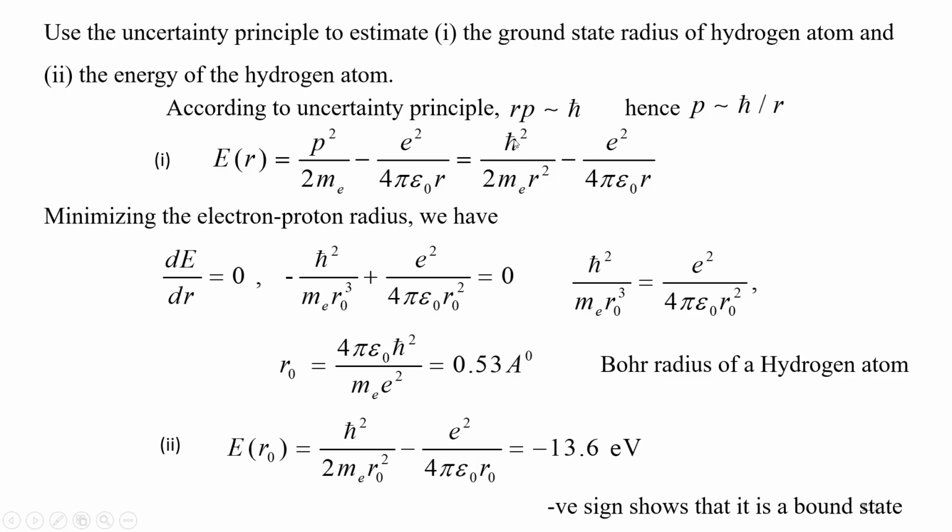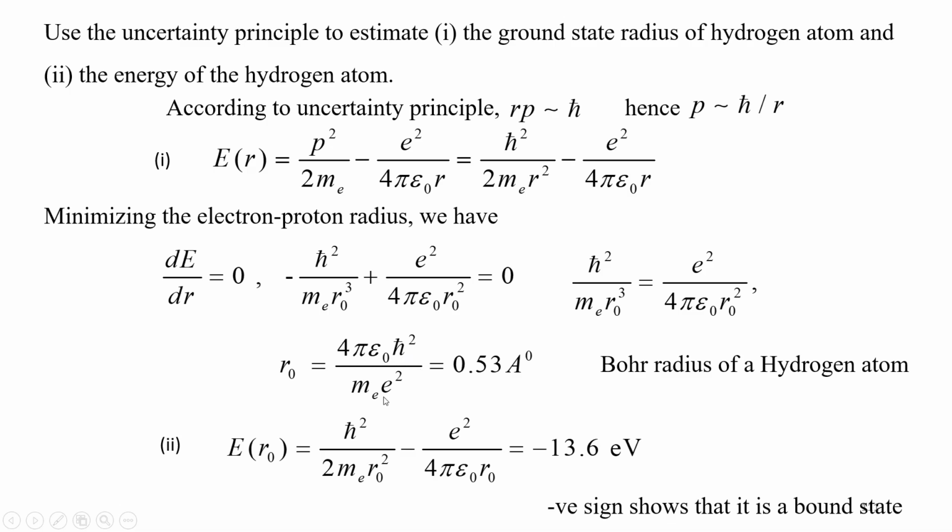Differentiating this, the r squared goes to the numerator, and we have minus 2r to the power 3. That gives minus ħ squared divided by m r₀ cubed, where r now becomes r₀. And 1 by r will give minus 1 by r squared, so this becomes plus e squared by 4π ε₀ r squared. Bringing this term to the other side, the minus sign gets cancelled. We have ħ squared divided by m r₀ cubed equal to e squared by 4π ε₀ r₀ squared. Here r₀ squared and r₀ cubed cancel, leaving one r₀. Cross multiplying gives r₀ equal to 4π ε₀ ħ squared divided by m e squared.